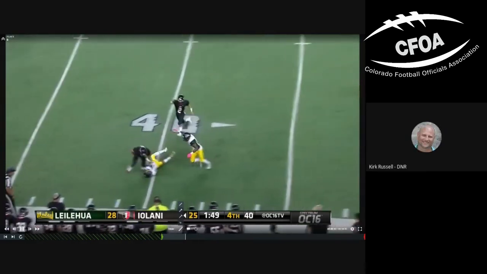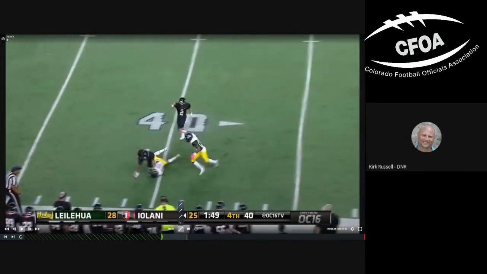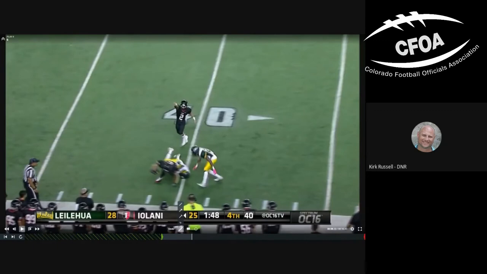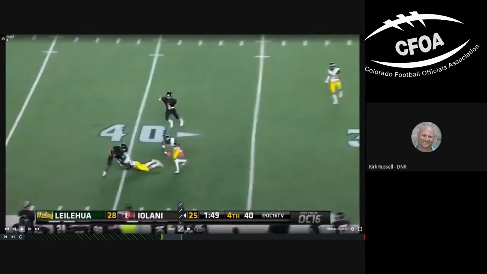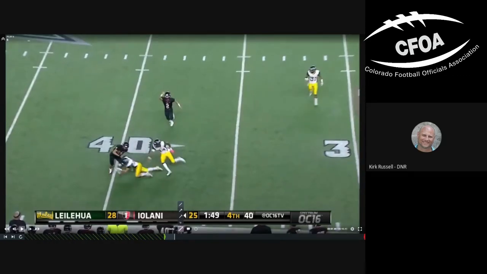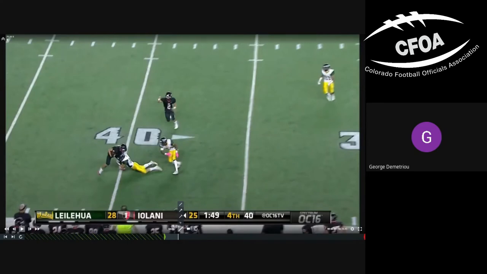So your justification in that statement is primarily because progress was stopped inbounds and the runner was never free to have a second effort to gain yardage. Yeah. If he'd have been knocked backwards and not actually controlled right here with his leg, and now he gets his leg loose and is able to take a step or two forward, then he's erased the original progress spot. But he's never been able to break free.